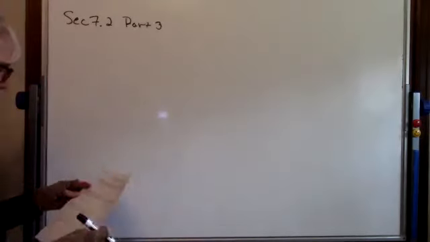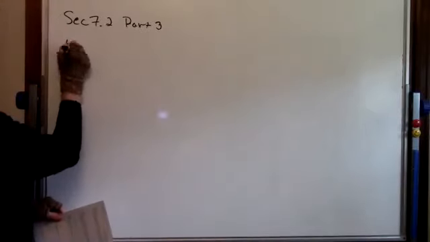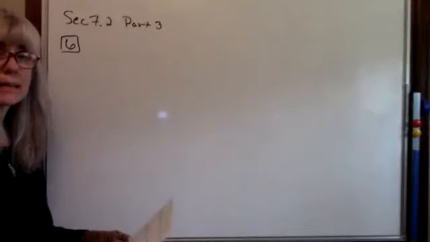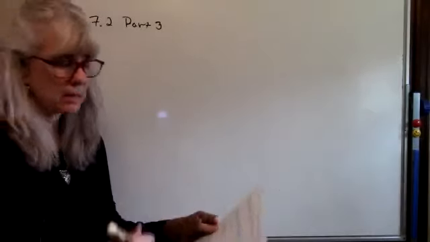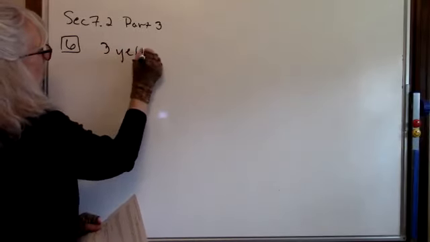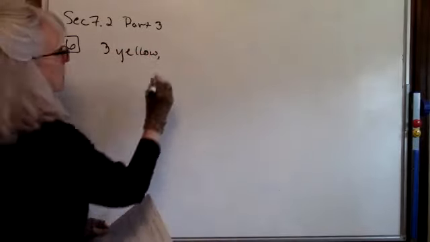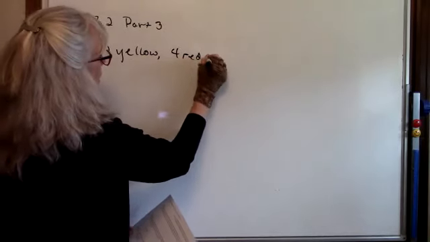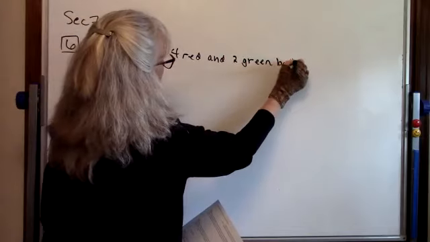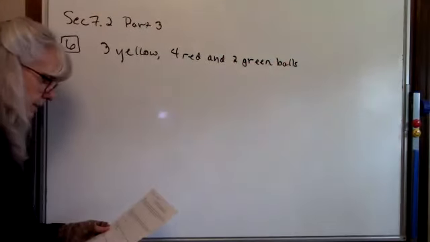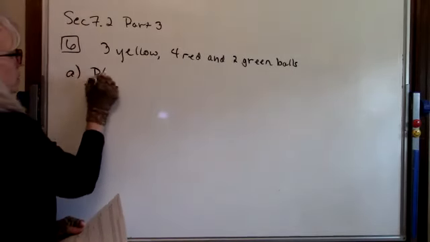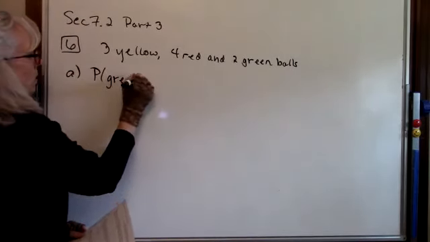In our next example, example 6, the question reads: if a ball is selected at random from an urn, a vase basically, containing 3 yellow, 4 red, and 2 green balls. So we're going to select a ball at random. What is the probability that the ball will be green? So the probability of picking a green ball.